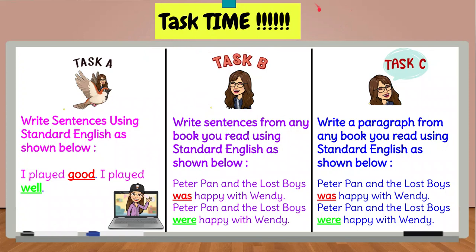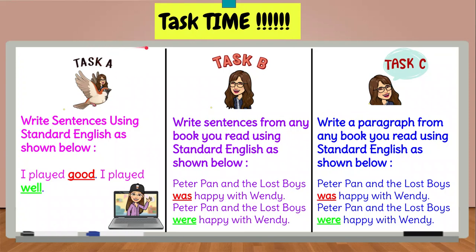It is your task time. But before we start with our task, let me show you in this sentence: I played good. Good is non-standard English, which sometimes people get confused in writing. The correct standard English is I played well. And here also, was. Peter Pan and the Lost Boys are plural. Was is only for a singular, so it has to be changed to were. Peter Pan and the Lost Boys were happy with Wendy.